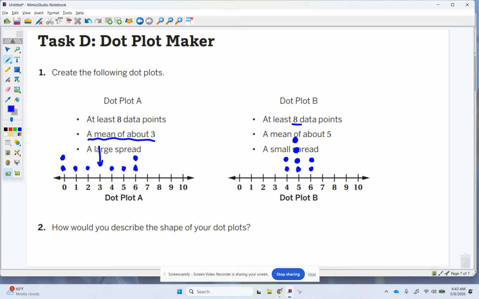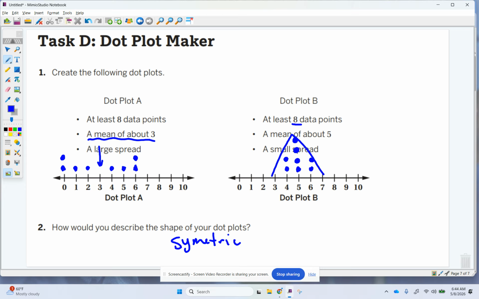Describe: both of mine are symmetric. They're balanced on both sides. That's how I tend to do these. This one looks like a mountain with a peak at 5. This one is not, it's more flat. And so however you want to describe those in words.